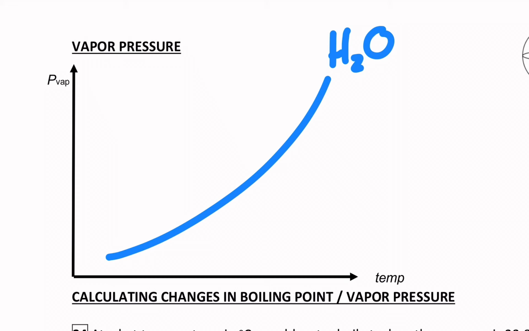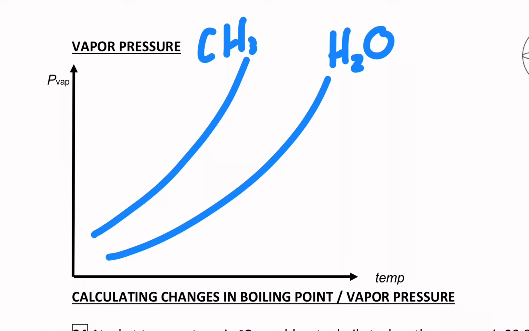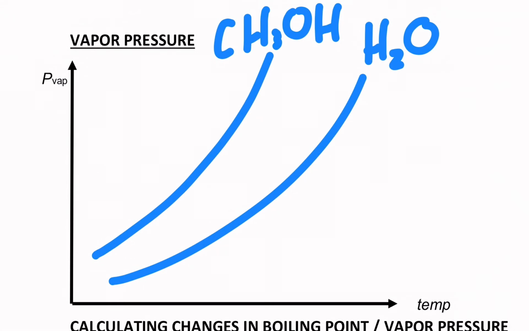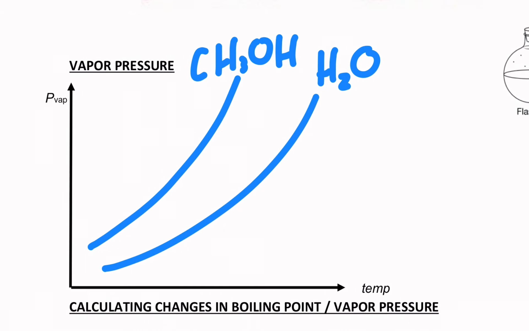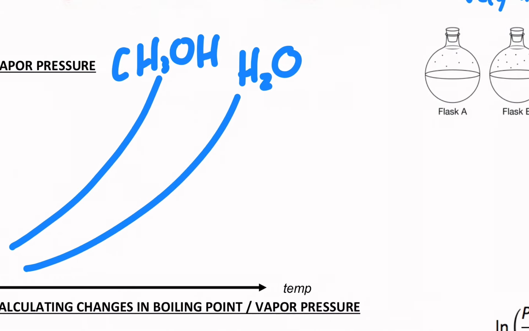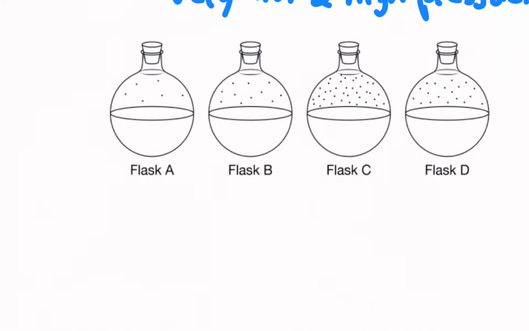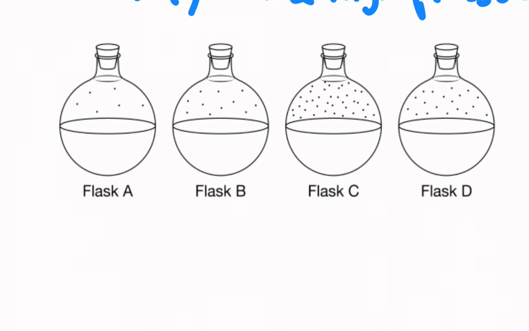Let's draw another molecule. This is what it would look like for methanol, CH3OH. And we can get a bunch of information from a vapor pressure graph like this. First of all, what is vapor pressure? It's the amount of vapor exerted by the gas phase of something in equilibrium with its liquid.